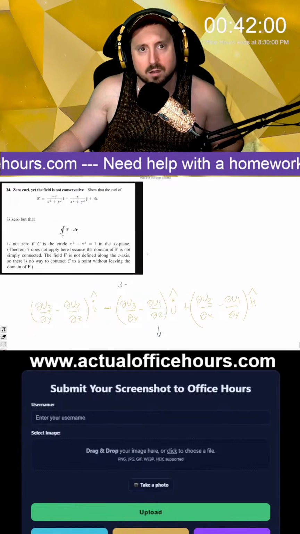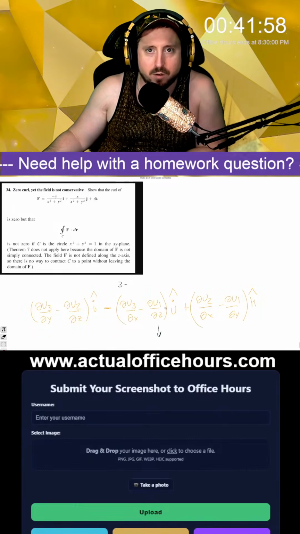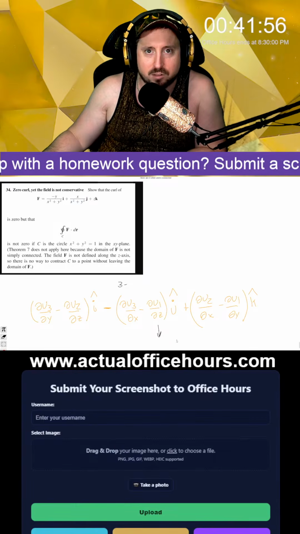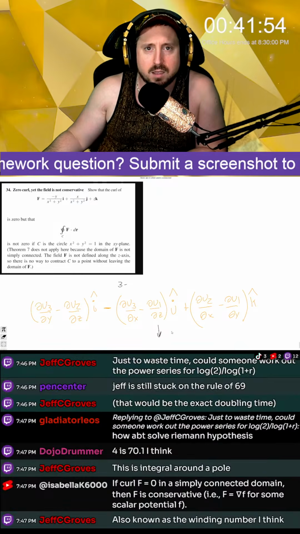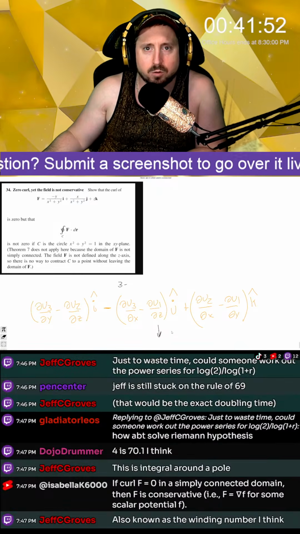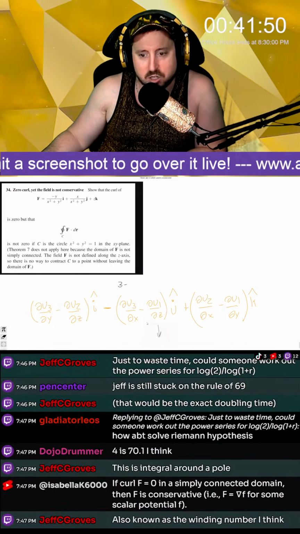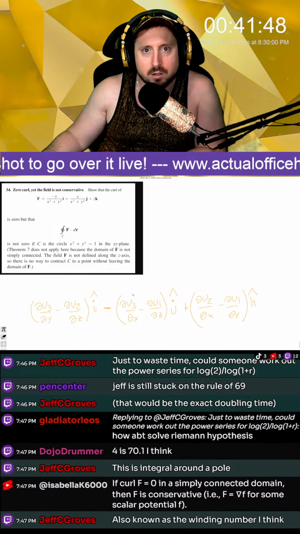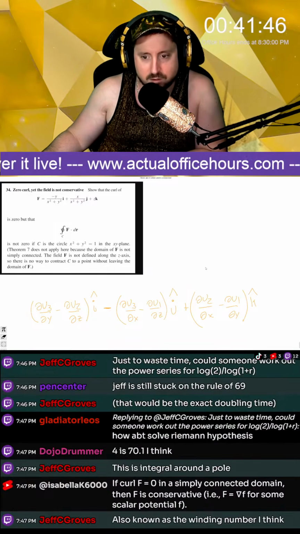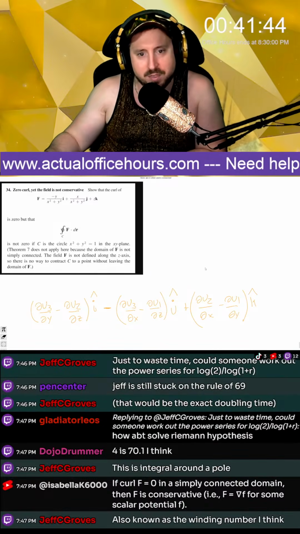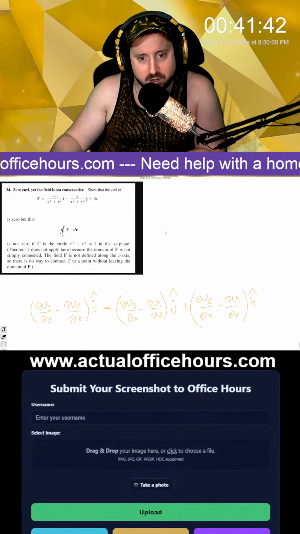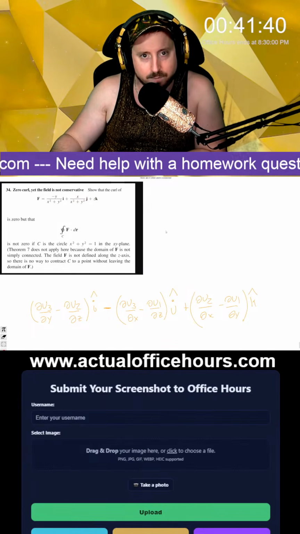Let's see. Isabella says, if curl f equals 0 in a simply connected domain, then f is conservative, i.e. f is, yes, the gradient of some potential. I agree, there's a potential function, right? For some scalar potential. Yes. But the argument they're saying is it's not simply connected because at the origin, the field breaks.